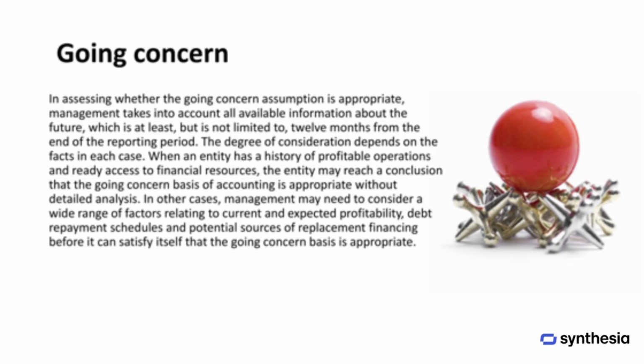When assessing the appropriateness of the going concern assumption, management considers all available information about the future, covering at least 12 months from the end of the reporting period. The extent of this assessment depends on the specific circumstances of the entity. If an entity has a history of profitability and easy access to financial resources, it may conclude that the going concern basis is appropriate without extensive analysis. However, in other cases, management must evaluate various factors, including current and expected profitability, debt repayment schedules, and potential sources of replacement financing to determine whether the going concern assumption remains valid.